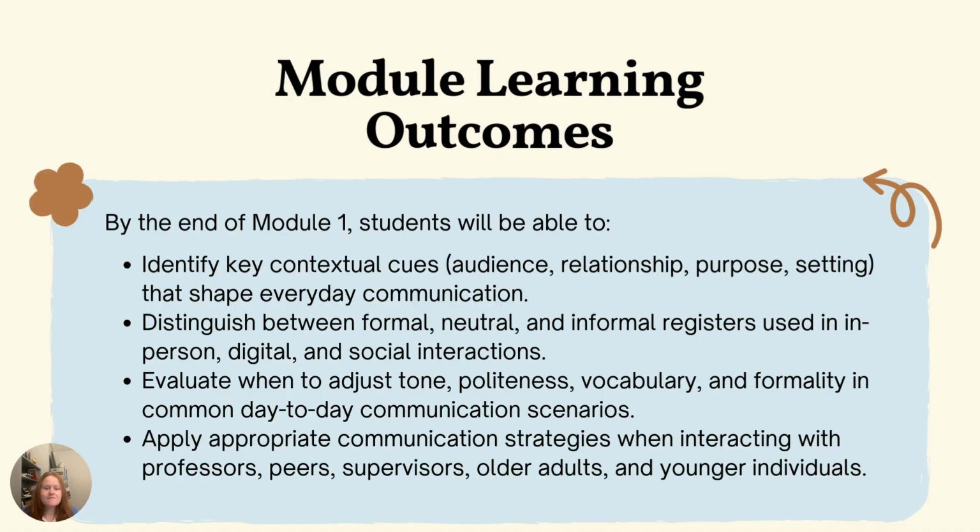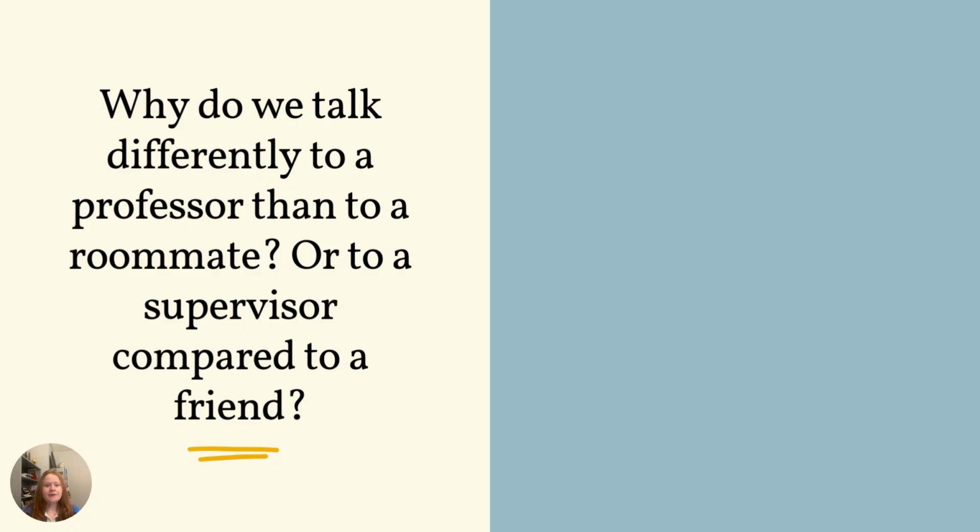So here we have our learning outcomes for Module 1. I'm not going to go through all of them. You have access to them here and on eCampus. But we're going to be looking at some foundational pieces of communication, understanding context, understanding formal and informal tones, and how you can start to adjust to be appropriate for different situations.